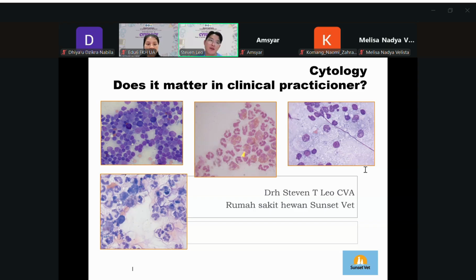Because let's say you want to remove it and then wait for the pathologist. Usually, as far as I know, in Indonesia and in Malaysia also, it takes 2 to 3 weeks to get the result. But by doing FNA, fine needle aspiration, it's non-invasive and it's cheap. You just stick your needle in and check under the microscope. You put the stain on and you differentiate what's going on there. So let's discuss it right now.